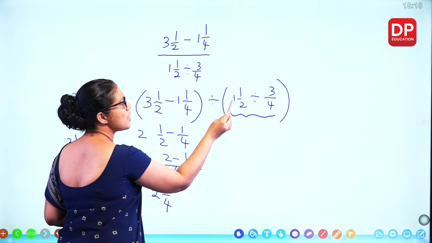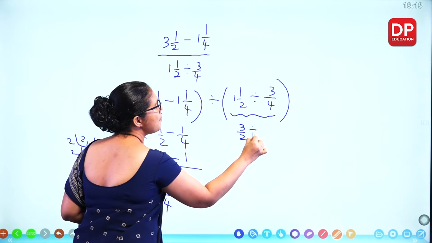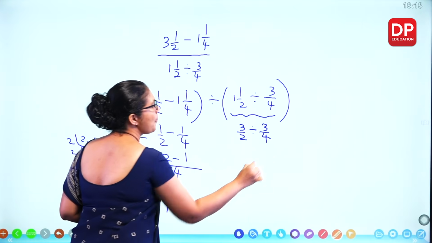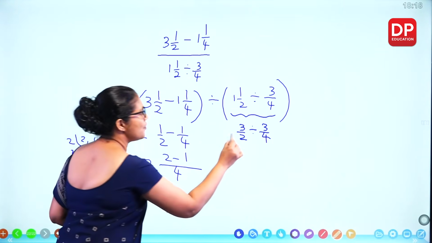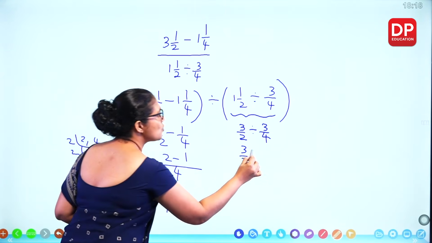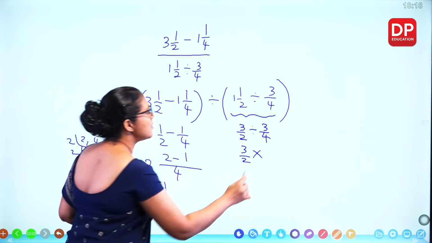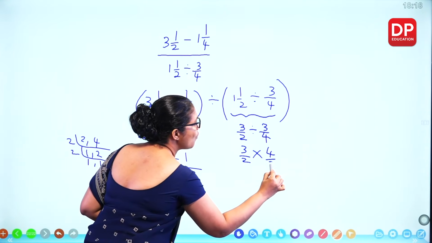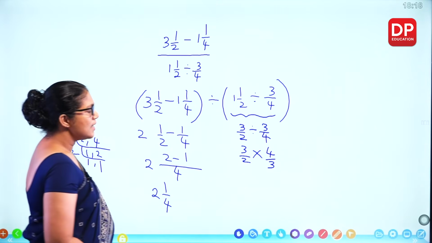You can do 2 times 1, 2, 2 plus 1, 3 over 2, divide by 3 over 4. So what's the method to find out division? 3 over 2, write the first fraction as it is. Switch the sign to multiplication and take the reciprocal. So 4 over 3. 4 goes to the numerator and 3 goes to the denominator.